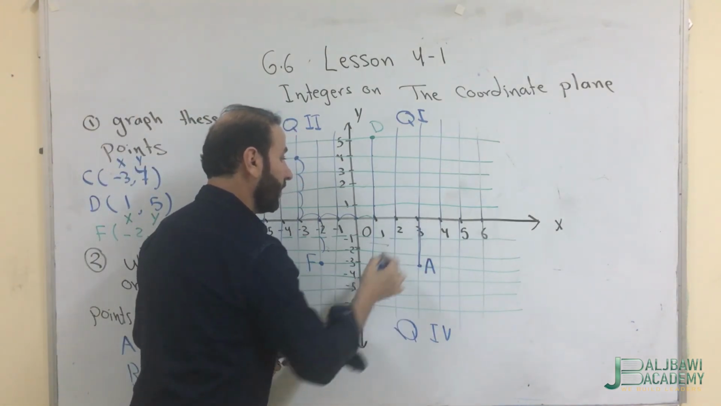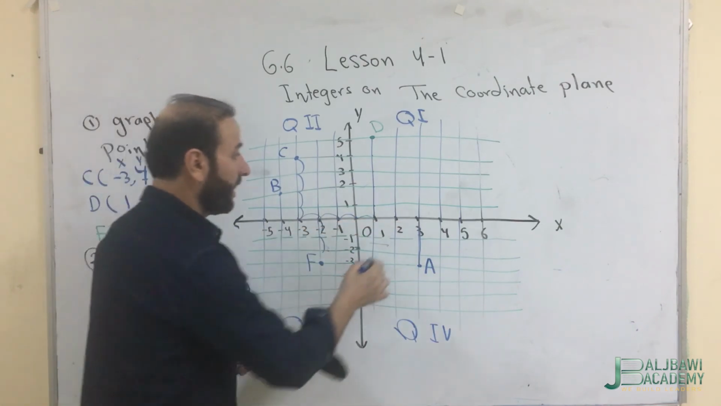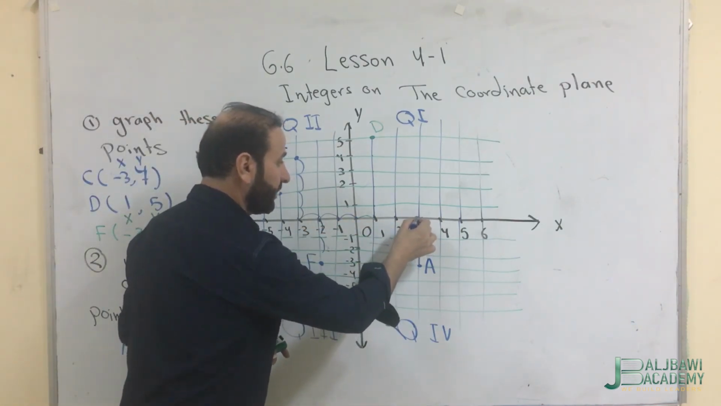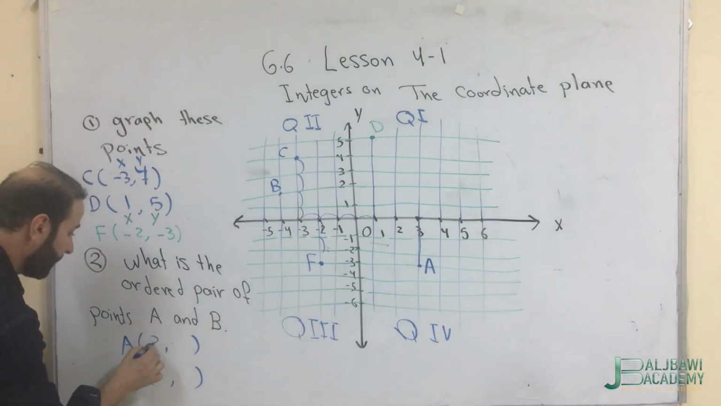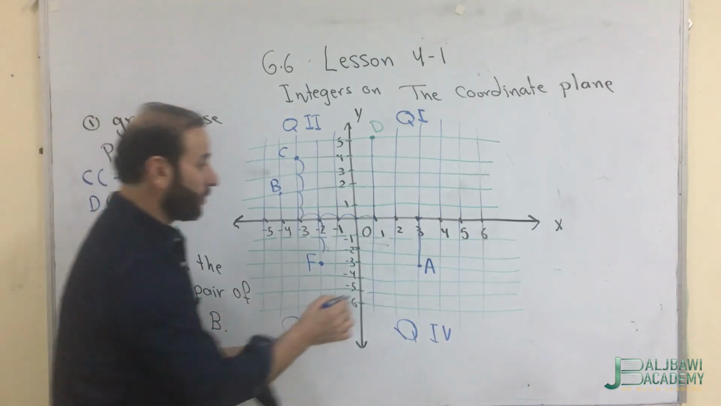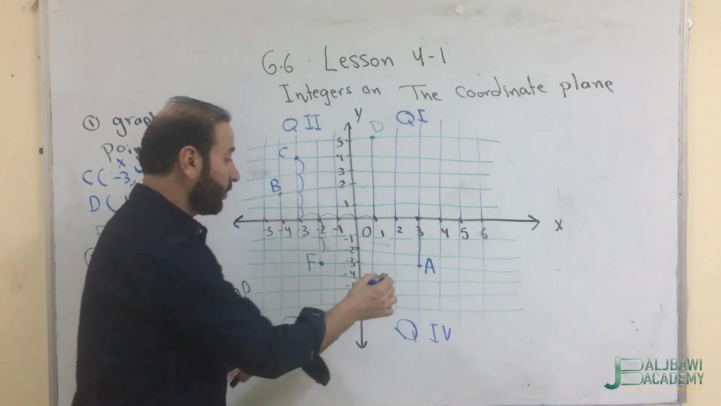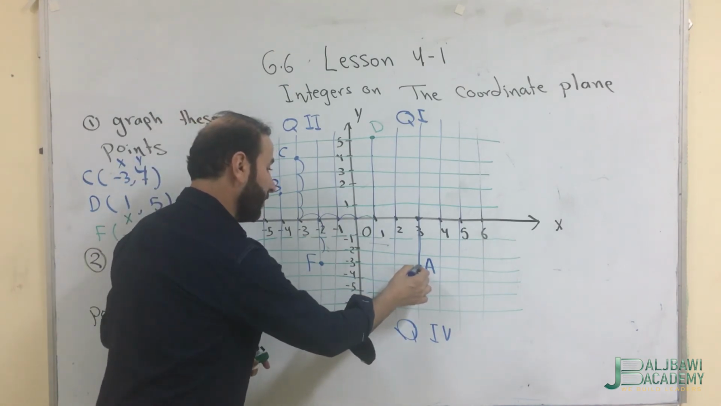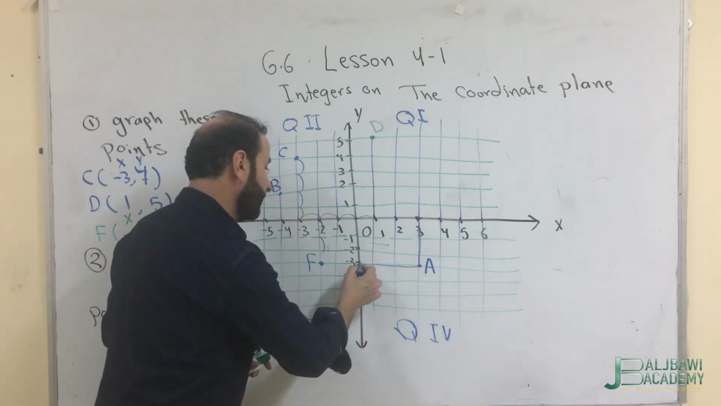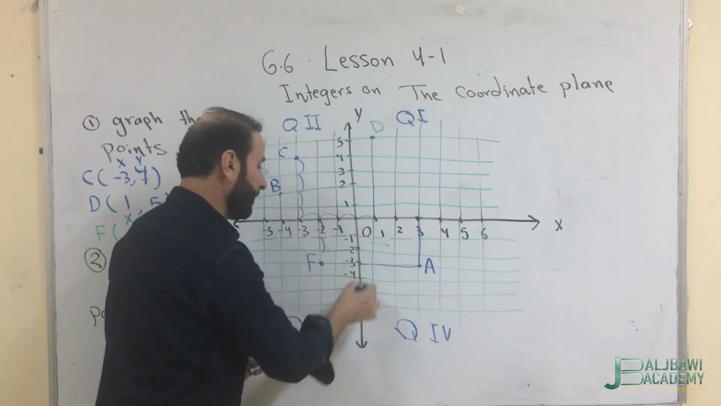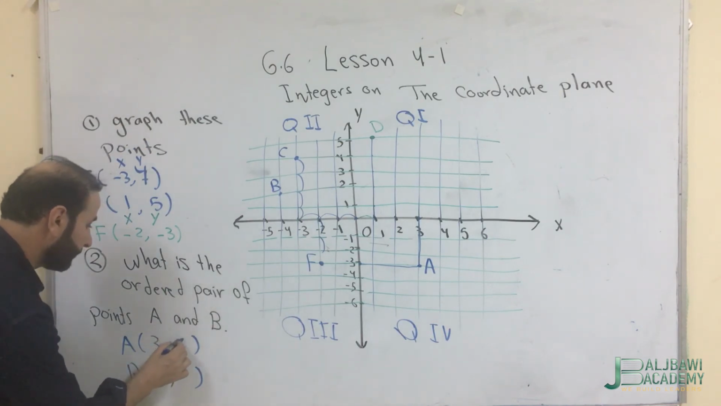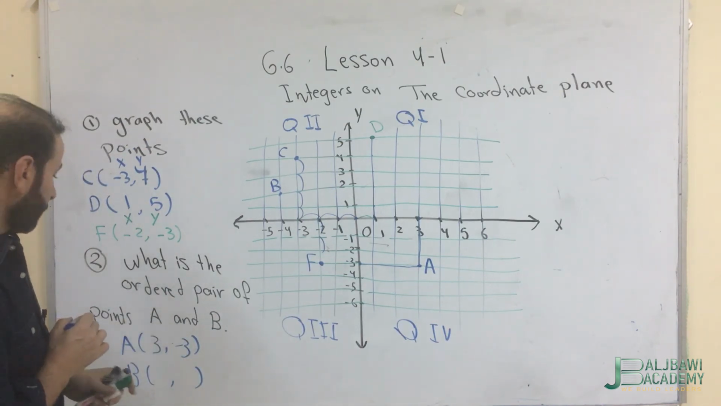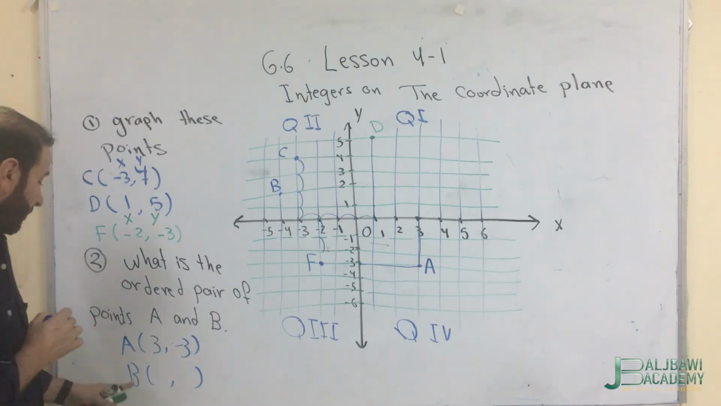To find the x coordinate, I draw a perpendicular line to the x-axis and where it intersects is at 3 positive. So the x coordinate is 3. And for the y coordinate, I draw a perpendicular line to the y-axis. Here it meets the y-axis at -3. Now another example, B.